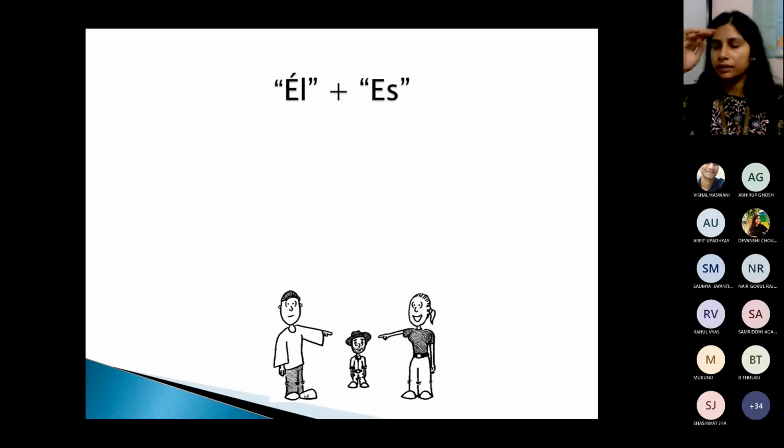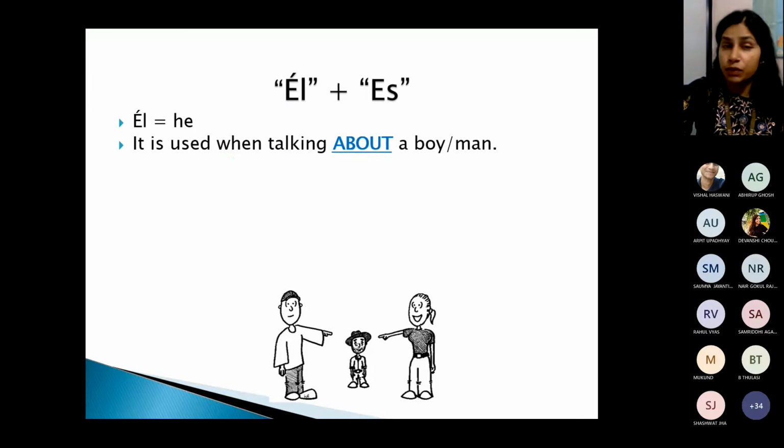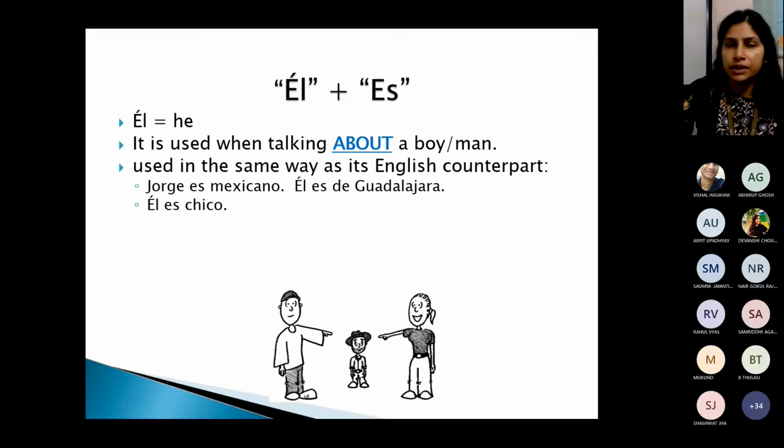Él, he, or third person singular. With él, we are using es. Here there is one accent. Some of you might be thinking, why put an accent? Accent makes some differences. We put the accent here and then it is he, and it talks about a boy or a man. Example: Jorge es mexicano, or él es chico. For example, he is a boy, él es chico.